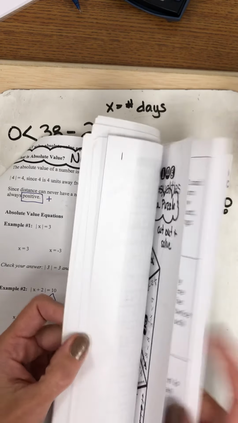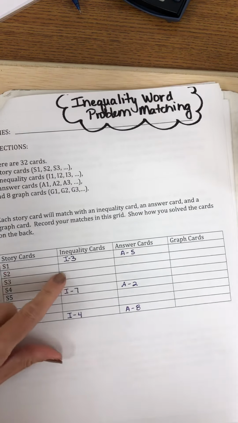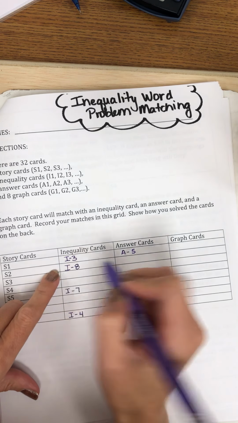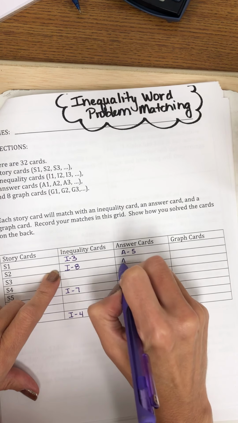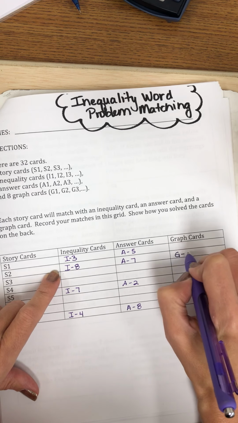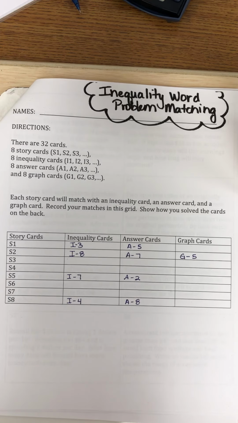So going back, number 2 was inequality 8, answer 7, and graph 5, I think it was. There you go. So that's what you're going to go ahead and do for each of these story cards. Have fun.